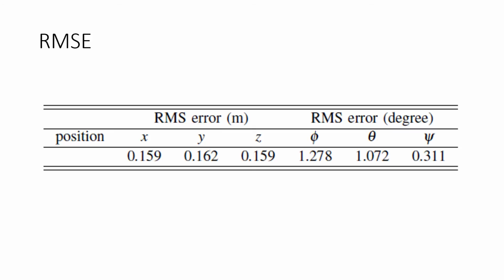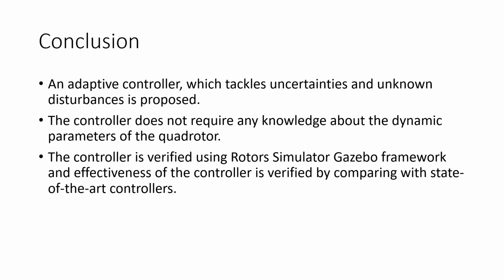In this table, root mean squared error is shown only for the adaptive controller because the other two controllers crash. It can be seen that the adaptive controller performs much better when it is tracking a smooth trajectory. To conclude, we have designed an adaptive controller which tackles uncertainties and disturbances without any structural knowledge. The results are verified using Gazebo simulation.